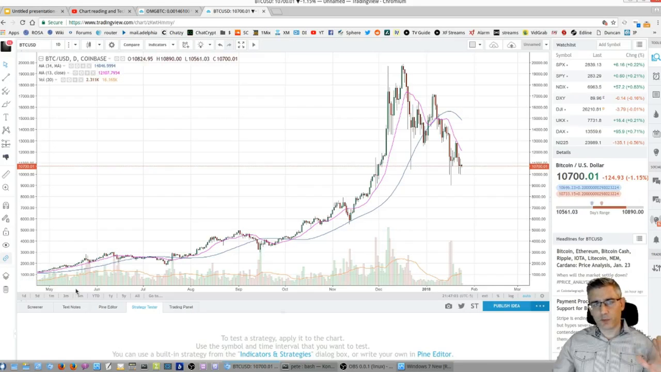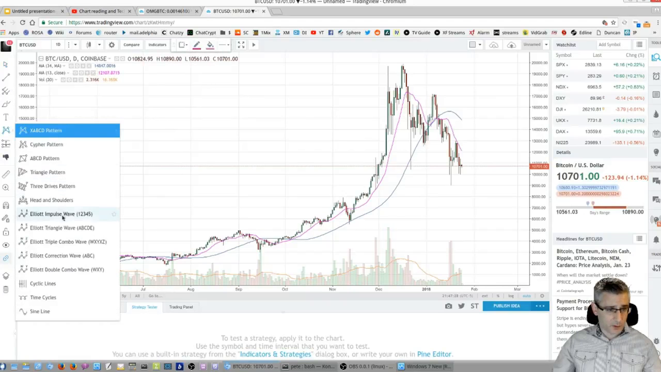Okay, so there's a couple of rules that you have to follow when you're dealing with Elliott wave. They're not many, but they help you identify the patterns a little bit better. So I'm in TradingView, and I'm just going to draw it out for you so you can see it. There's a tool here on the left called Elliott Impulse Wave 1, 2, 3, 4, 5. That's what we're going to start with.